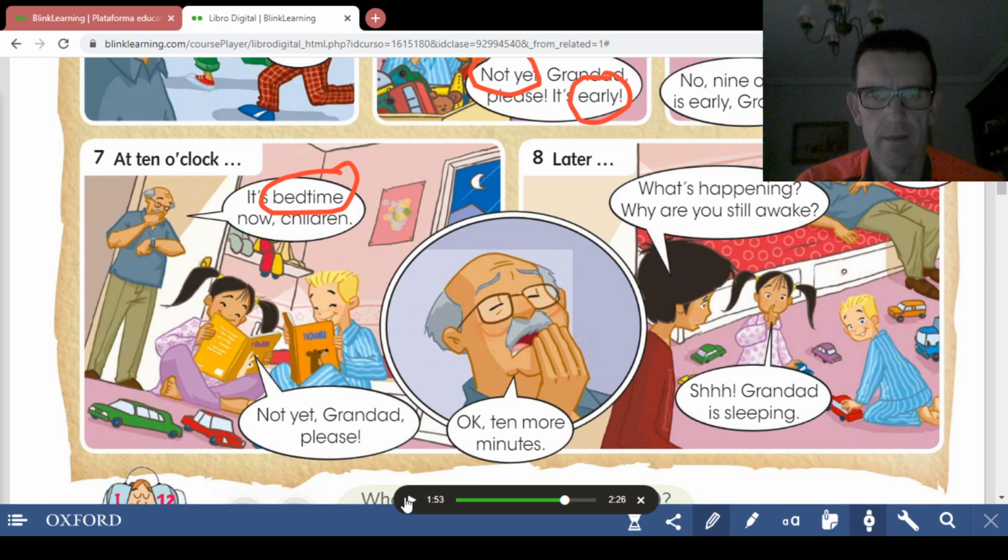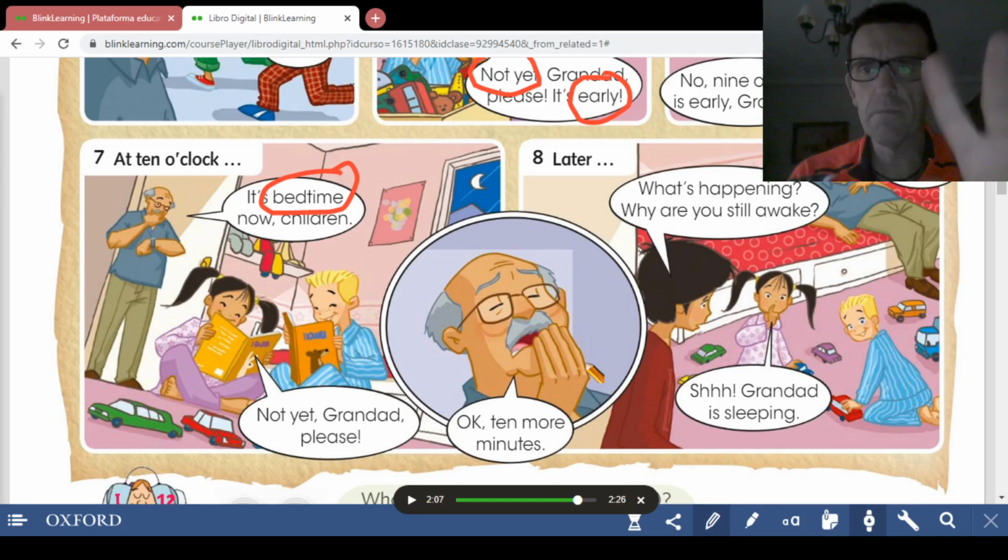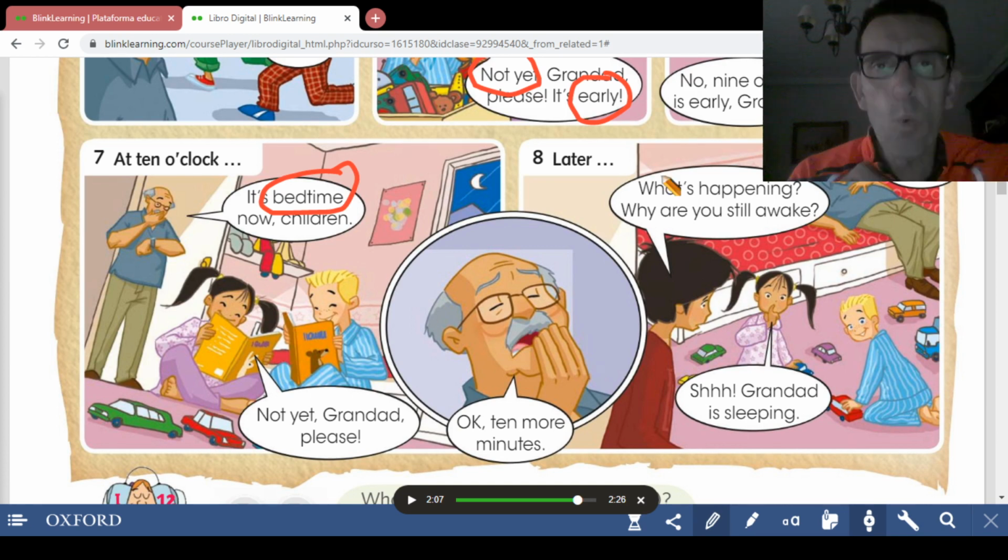What's happening? Why are you still awake? Two important questions. I think they are two of the most important questions in this story. So please pronounce well. What's happening? Repeat. What's happening? ¿Qué está pasando? ¿Qué sucede? Esto lo vamos a copiar. Copy this sentence in your notebook with blue pen. What's happening? ¿Qué sucede?